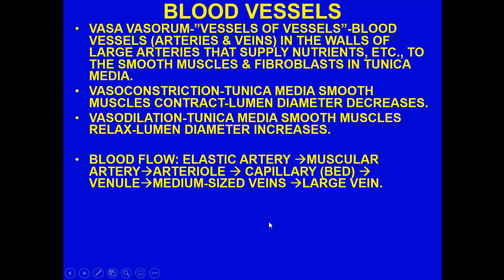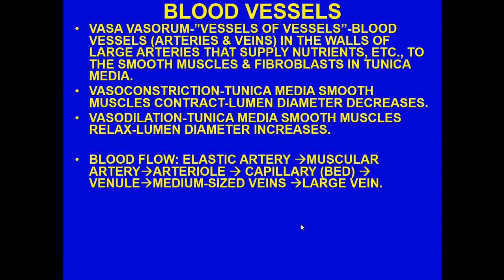Now, one of the other things you're going to find is the vasa vasorum. This is the vessel of vessels. These are blood vessels, both arteries and veins, in the walls of the large arteries that supply nutrients to the smooth muscles and the fibroblasts of the tunica media.